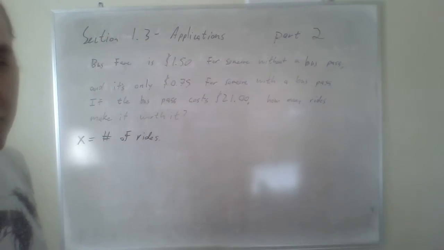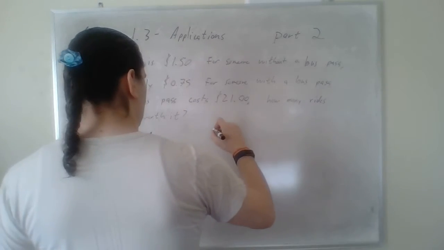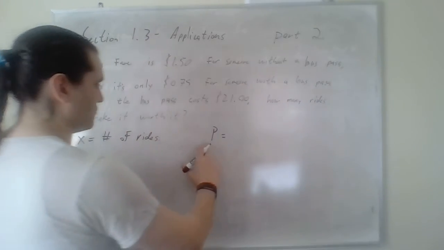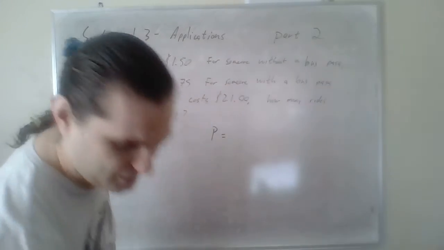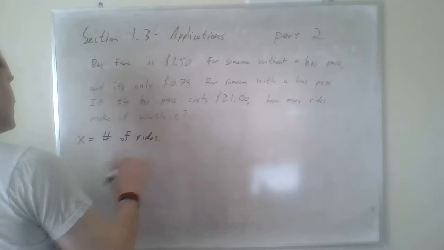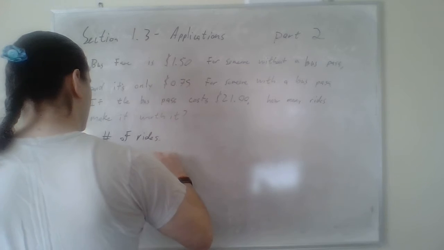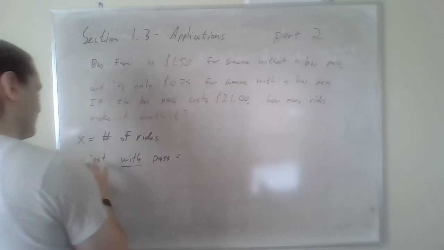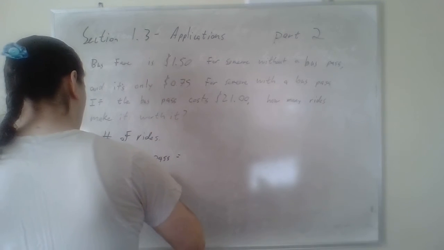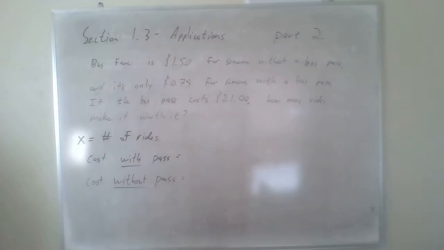If x is the total number of rides you're taking, then I want some variable p, the cost with the pass. Actually, I don't really need to give this a name. I'm just going to say x is your number of rides. The cost with the pass is something that I need to figure out for x number of rides, and the cost without the pass is something I need to figure out for the number of rides as well.